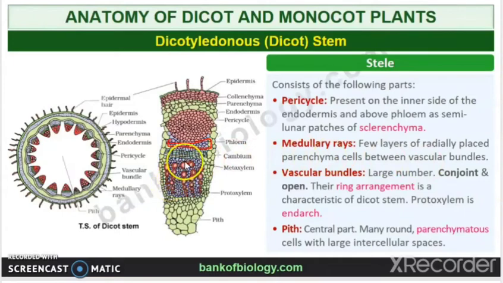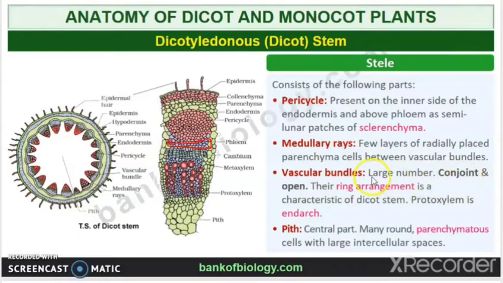So in the vascular bundles we can see radially placed parenchyma cells, right? They are present on the radius, and they form the medullary ray. It is a few layers of radially placed parenchyma cells between vascular bundles. Now coming to the vascular bundle, these are large in number.